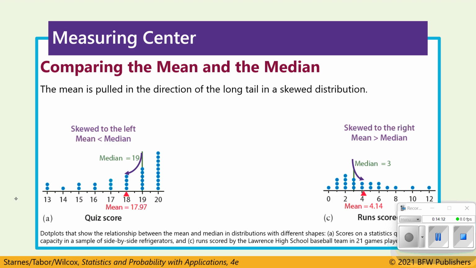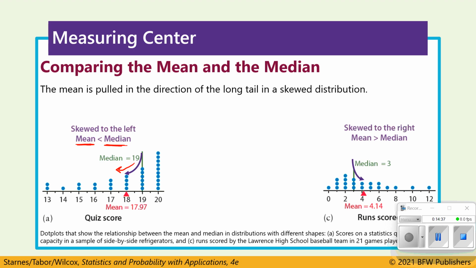So when we look at this example right here, it says that the median is 19 and the mean is 17.89. The mean is moving towards the left because that's where the tail is going. So when it's skewed to the left, the mean is going to be smaller than the median. It's getting pulled that way.